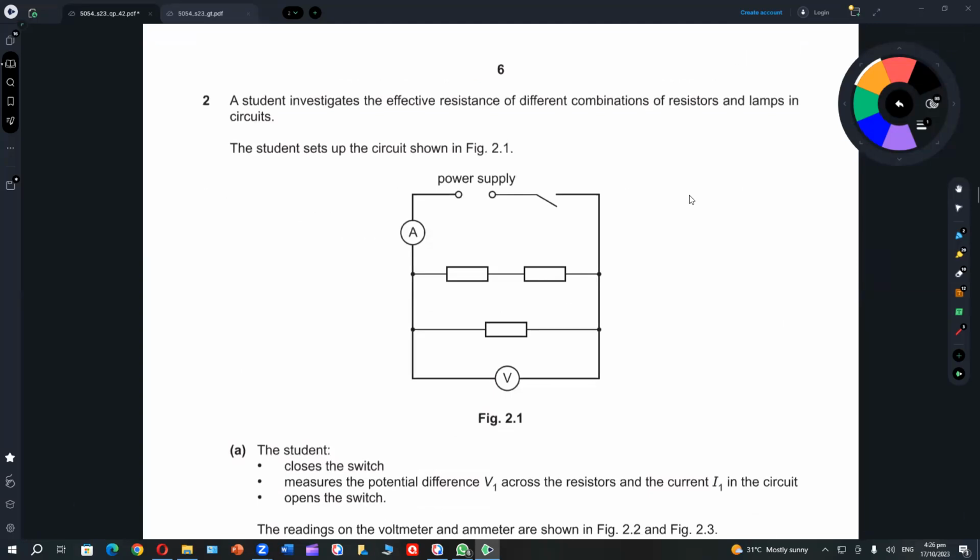A student investigates the effective resistance of different combinations of resistors and lamps in circuits. The student set up the circuit shown. Look at the circuit.